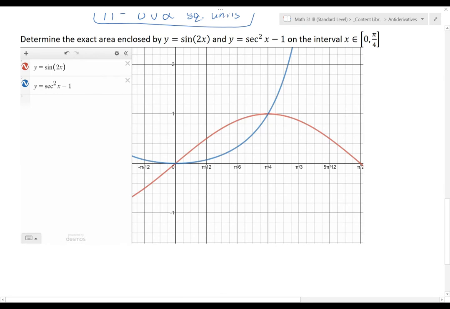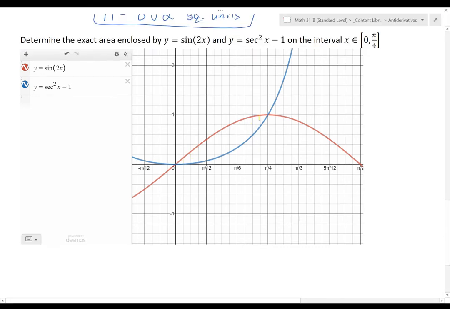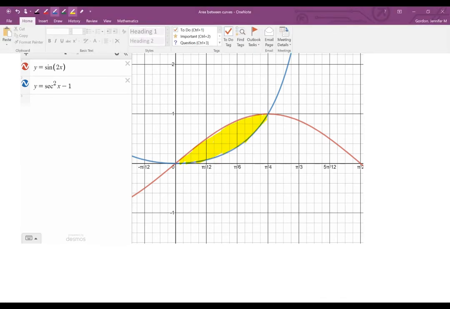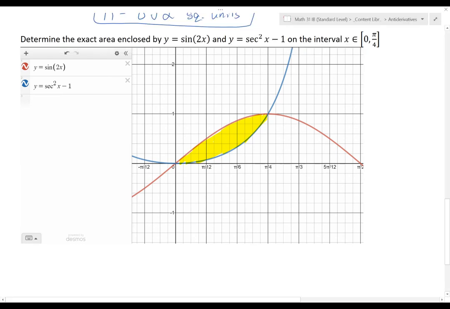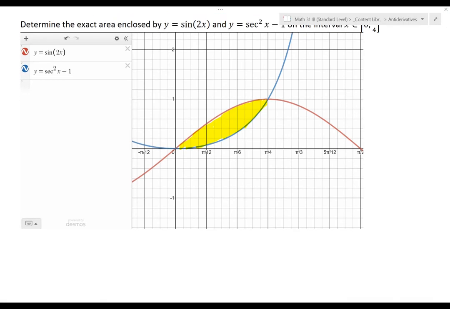So now, determine the exact area enclosed by y equals sine of 2x, that's the one in red, and y equals secant squared x minus 1 on the interval from 0 to pi over 4. So that is just this area enclosed here. And they've helpfully already told me what my upper and lower limits are, so I do not have to find intersections. It is important to know which one's on top, though, so that's where the graph is usually helpful.